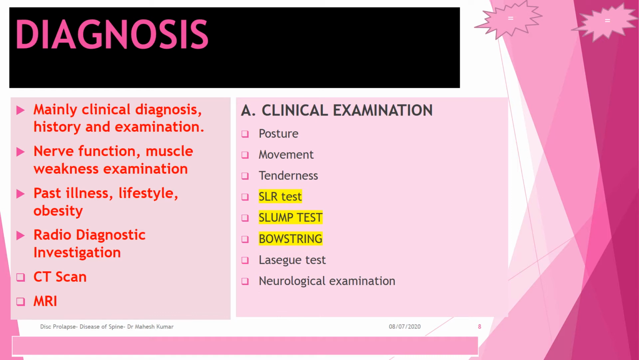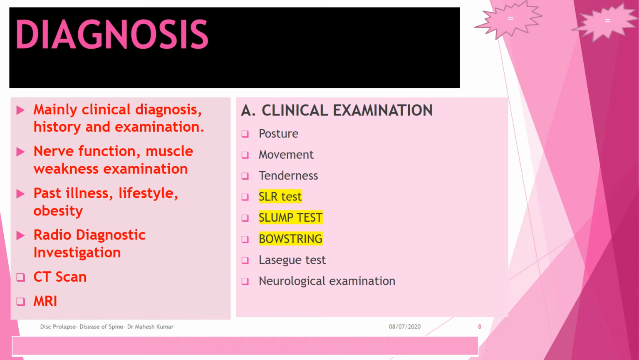Diagnosis of the disc prolapse is mainly clinical examination, diagnosis and history. Nerve functions, muscle weakness examinations, and the past illness, lifestyle, obesity, occupations, etc. Radiodiagnostic investigations include CT scan, MRI, X-ray, myelography, etc.